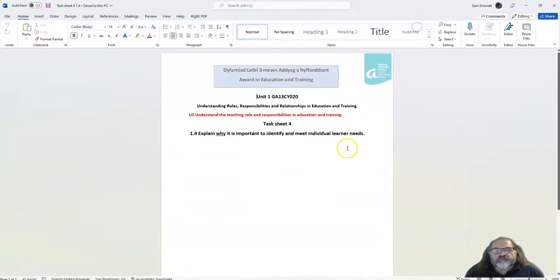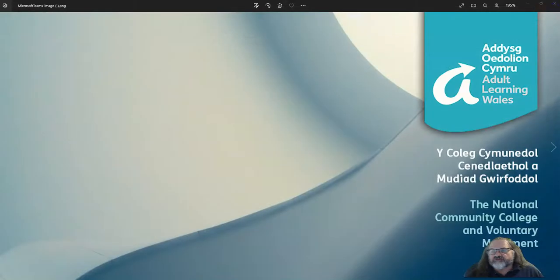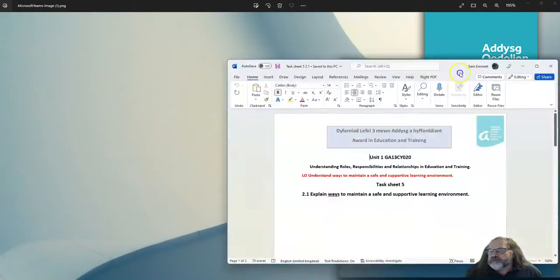Task 4 is to explain why it is important to identify and meet individual learner needs. So every learner will have learner needs. Everybody is different. It could be to do with bus timetables, distance of travel, or physical disability. It could also be to do with ALNs such as dyslexia or autism. And then why is it important that we meet and identify those? That's another one for 300, 500 words maybe.